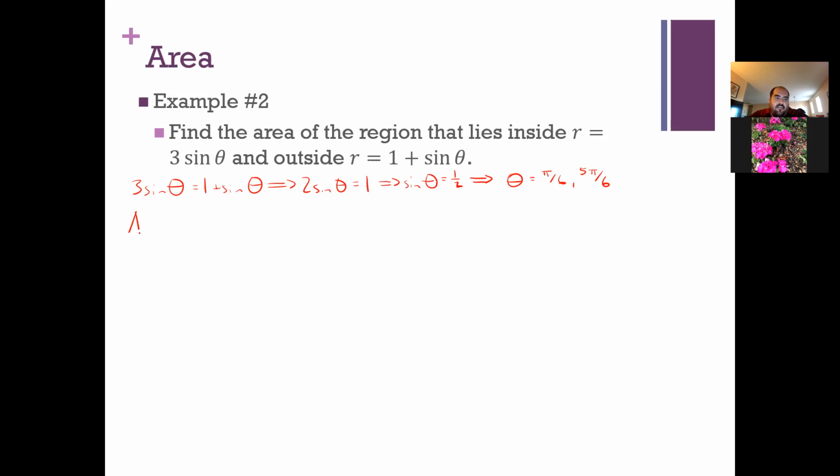So let's at least start setting up this area. So the area is going to be the integral from pi over 6 to 5 pi over 6 of, I'll just call it r outer. No, it's not even that simple. It should be 1/2 r outer, let's call it RO, squared d theta, minus the integral over the same limits of 1/2 r inner squared d theta.